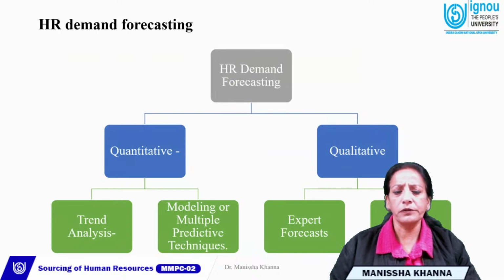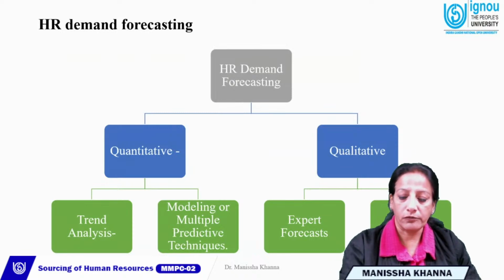So they work on multiple predictive techniques, whereas the qualitative refers to the experts' forecast. Expert forecast refers to the people who are experts in that particular technique or area. They give their own forecast on what needs to be done, and accordingly they do the human resource planning. Whereas the Delphi technique involves a group of people who give their expert advice on specific projects or specific industry norms and whatever is required at that point of time.